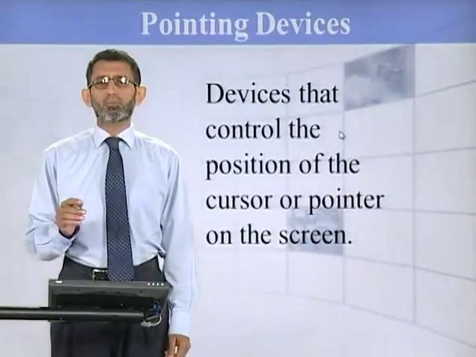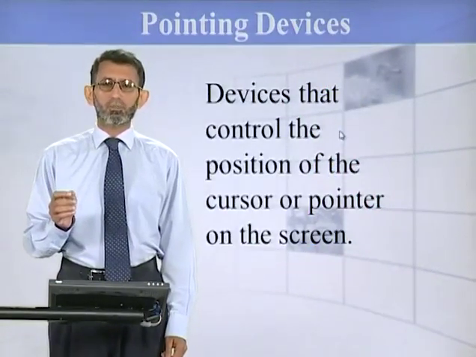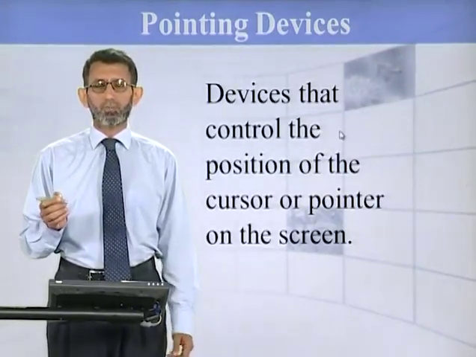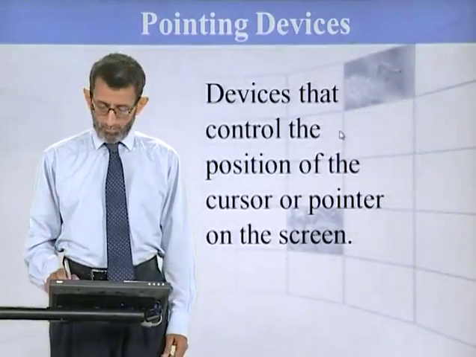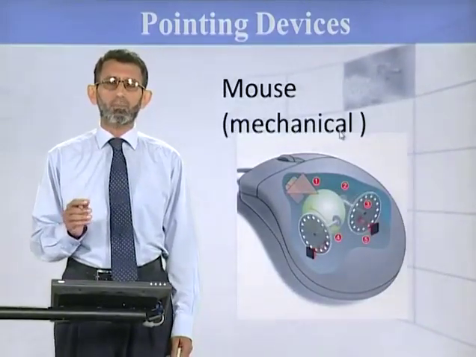Next, we are going to pointing devices. Pointing devices allow you to point on a certain place on the screen and click certain items, for example, a drop-down list box. The most prevalent pointing device is a mouse.